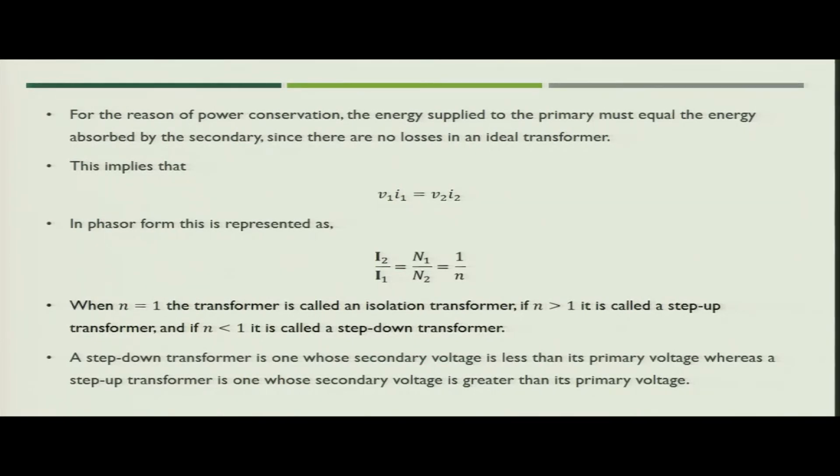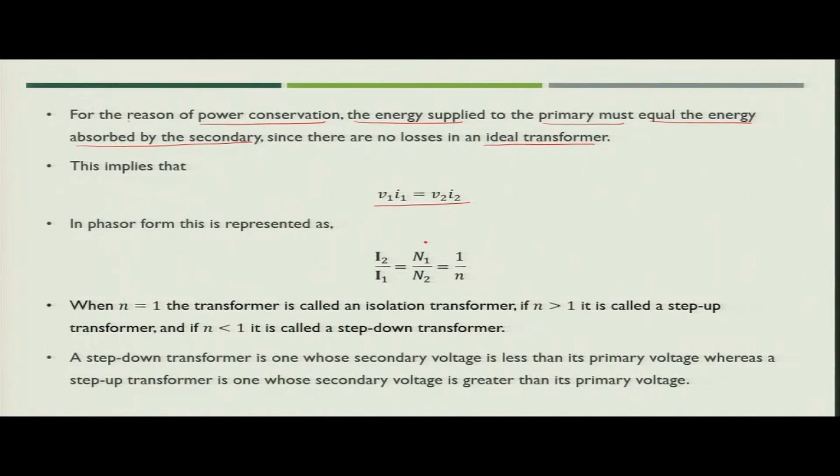Now, for the reason of power conservation, the energy supplied to the primary should be equal to energy absorbed by the secondary. So, when you follow the law of energy conservation, the value, that is V1 I1 should always be equal to V2 I2 in case of ideal transformer.